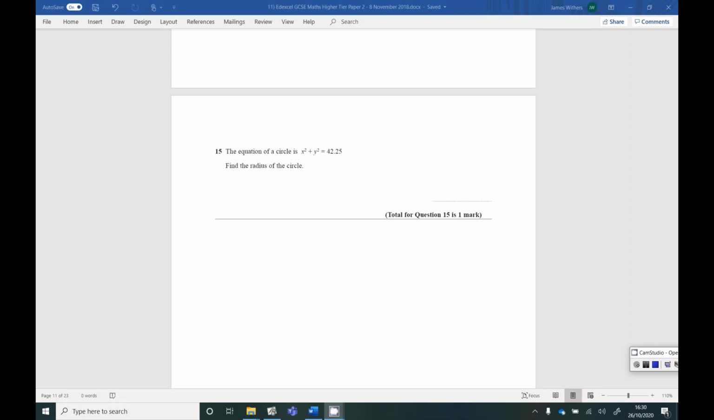So question 15 just requires you to appreciate that x squared plus y squared equaling the radius squared is the equation of a circle with the centre 0, 0 and obviously r being the radius. So what we've been given here, that 42.25 is the radius squared. So we just need to square root 42.25 to get our answer. So the square root of 42.25 is 13 over 2, which is 6.5.